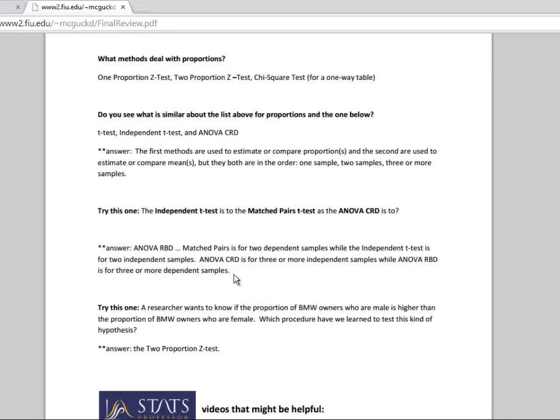Okay, and then it says try this one. The independent t-test is to the matched paired t-test as the Anova CRD is to. Well, think about this. What's the connection between independent t-test and matched paired t-test? Well, they both involve 2 groups of data, right? They're both 2 sets of data, but this one has independent sets of data and this one has dependent sets of data. Well, Anova CRD is for 3 or more sets of data, so we'd want to find something that's also 3 or more sets of data, but goes from being independent like Anova CRD is to something that's dependent. And of course that would be the Anova randomized block design, because that deals with dependent samples.